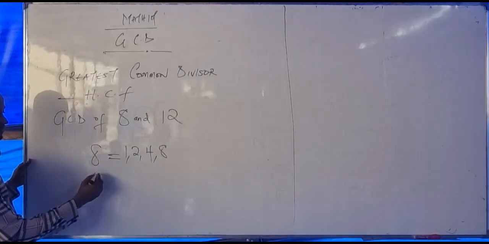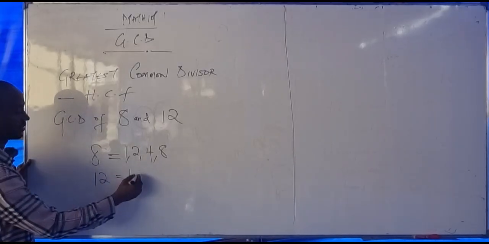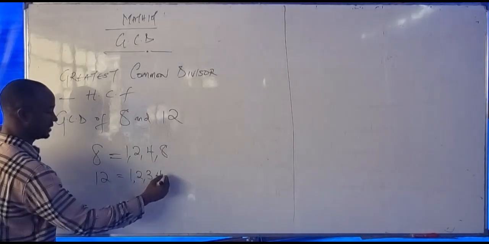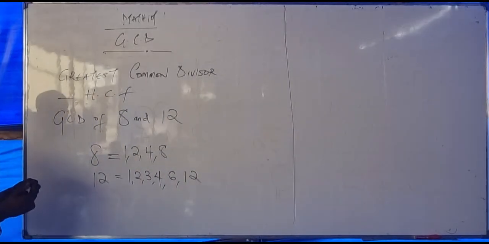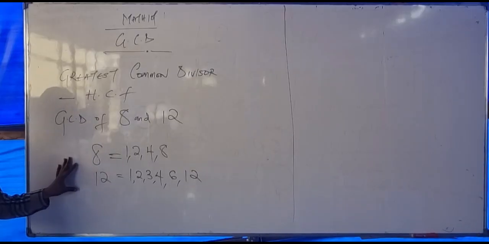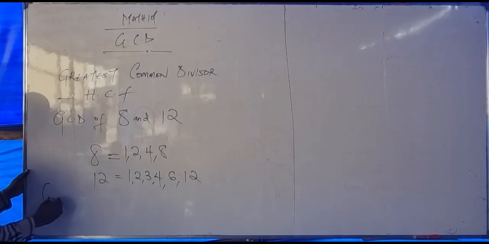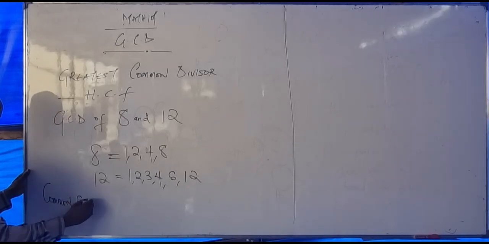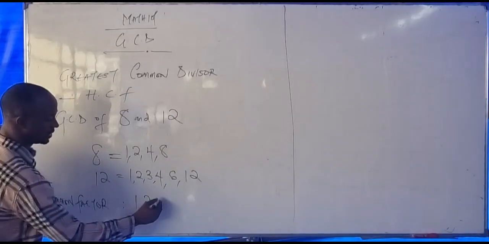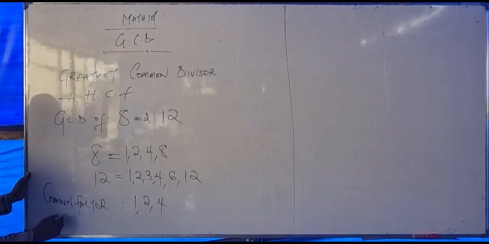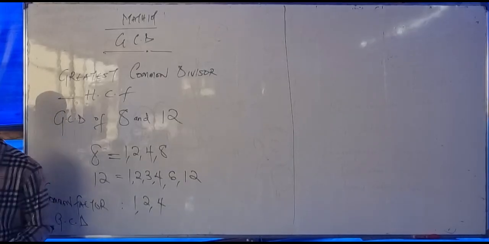Let's take that of 12. The factors are 1, 2, 3, 4, 6 and 12. These are the factors of 8 and 12. Now let's bring out the common factors between them: 1, 2, and 4. Then the next is to bring out the greatest common divisor, or the greatest common factor.